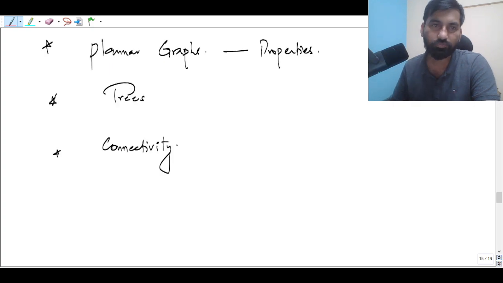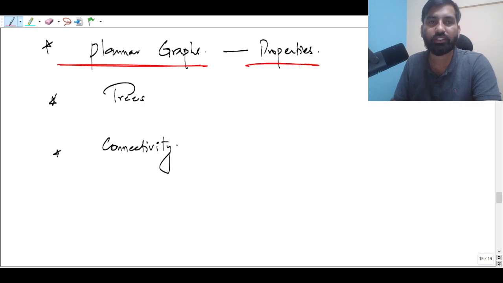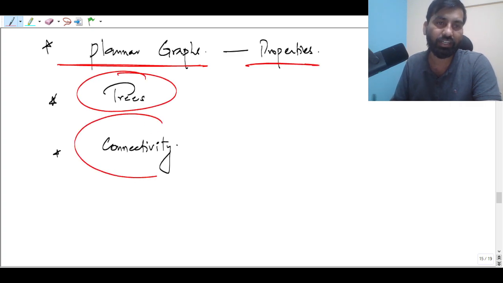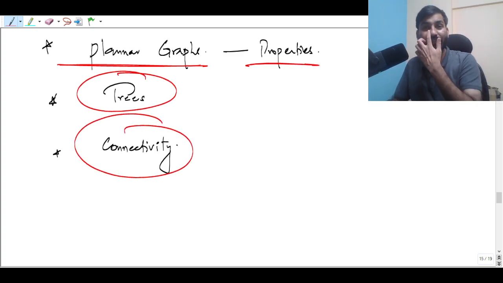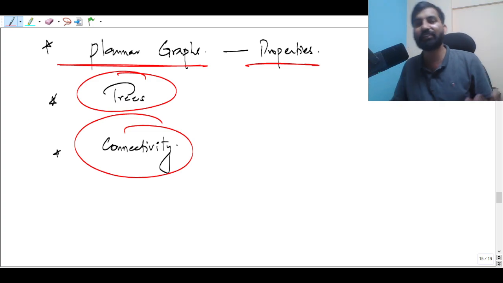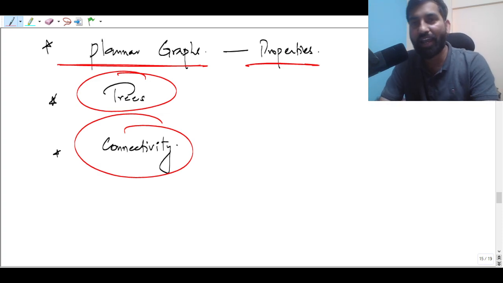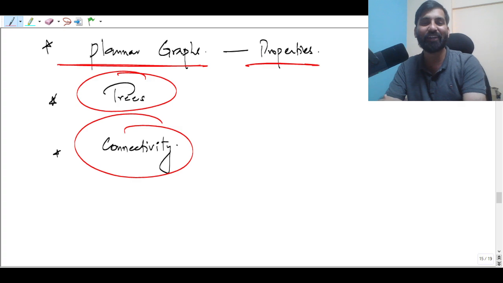And then we'll talk about different types of graphs like planar graphs and their properties. We'll talk about trees and connectivity. Trees are also an important topic which you will find in your machine learning as well, binary trees and all, and in data structures and algorithms. So planar graphs, trees and connectivity.